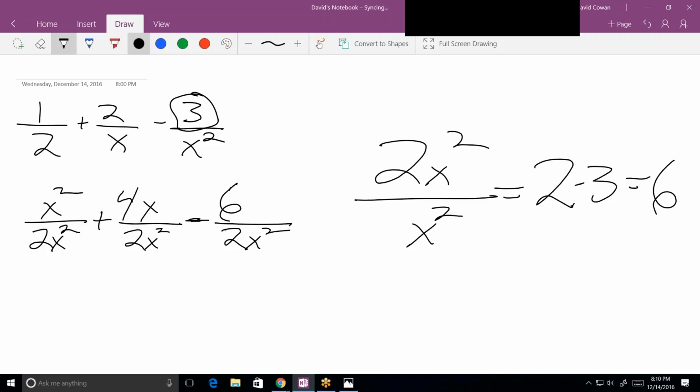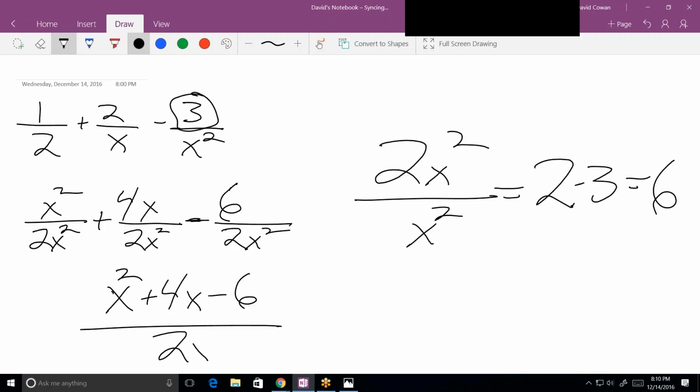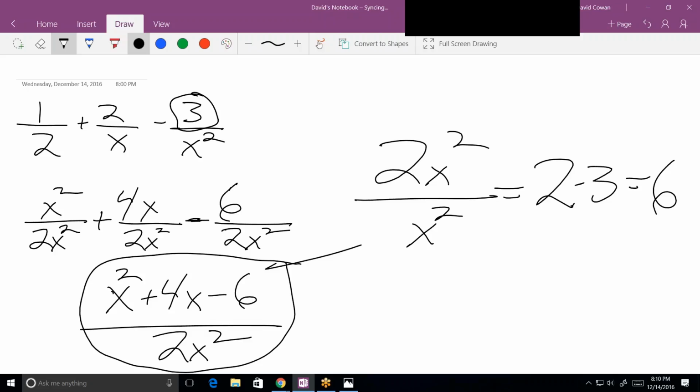Now this whole thing becomes x squared plus 4x minus 6 all over 2x squared. And that's your final answer. I really cannot do anything. I can't factor the top. I can't divide every term by 2. I can't do anything. That's the final answer.